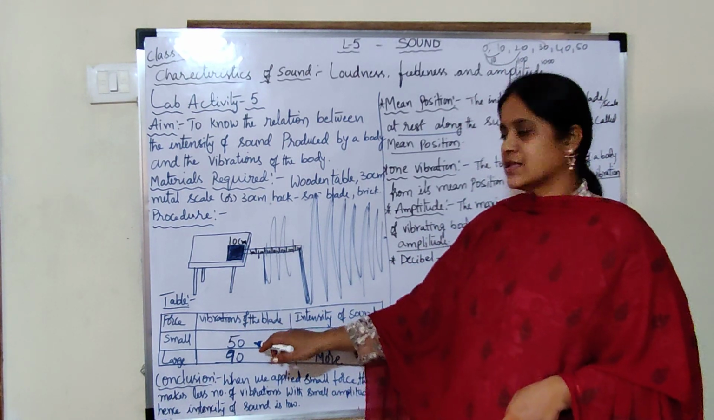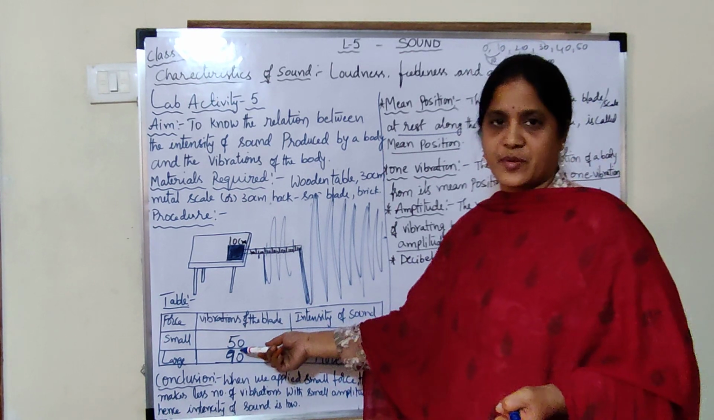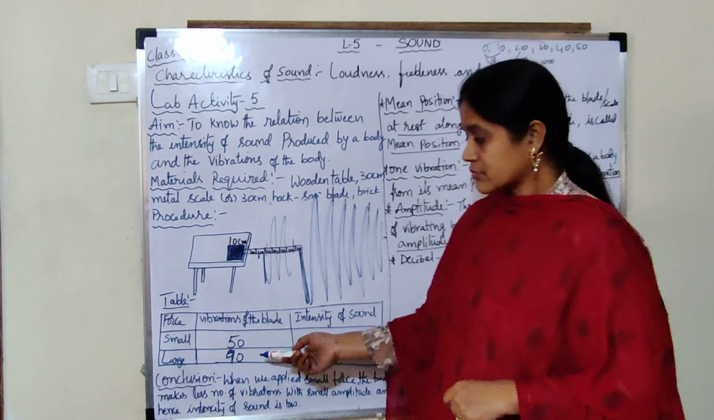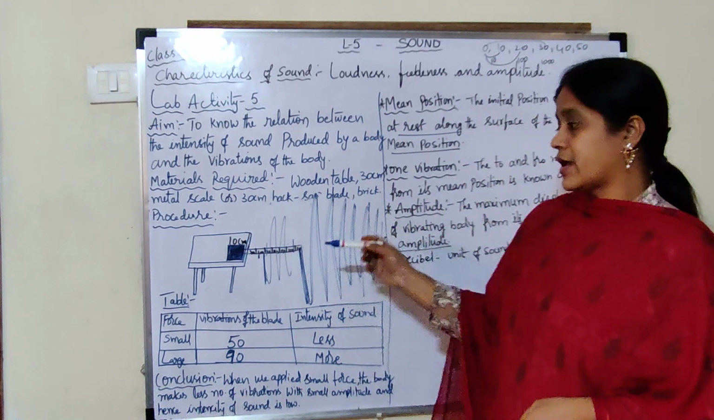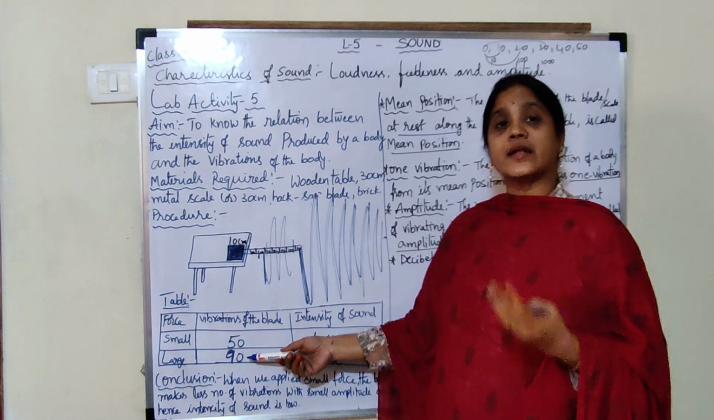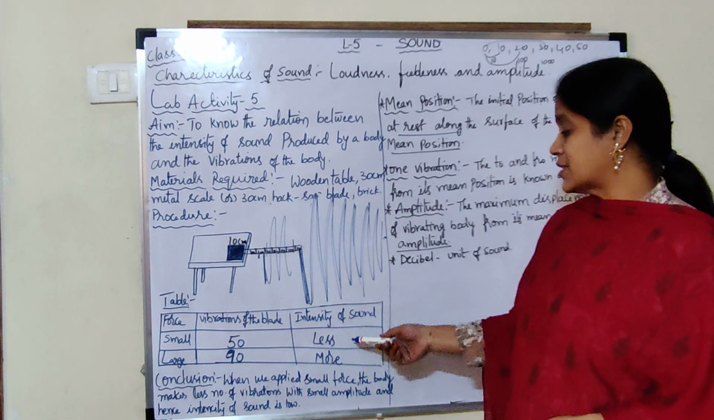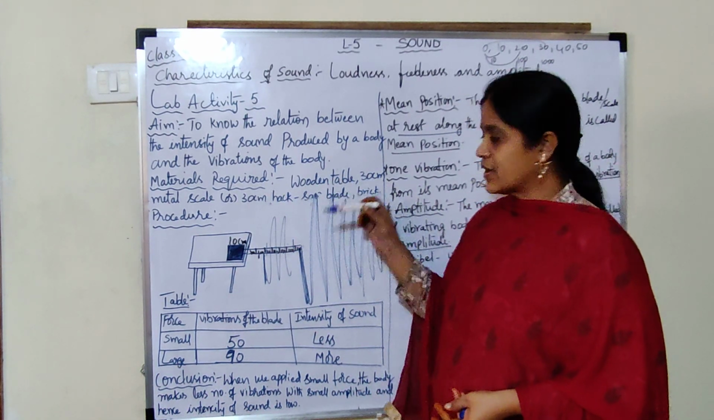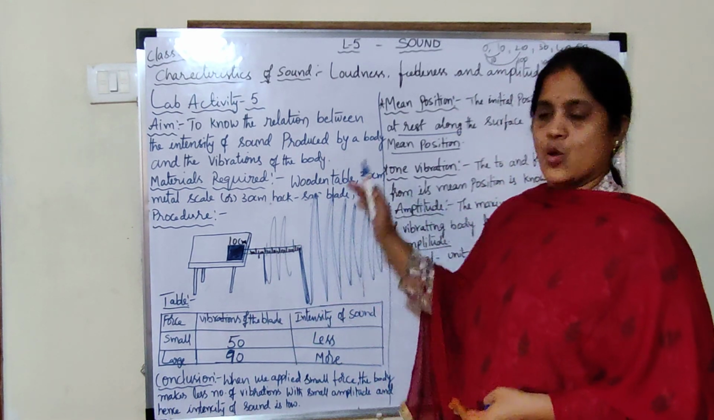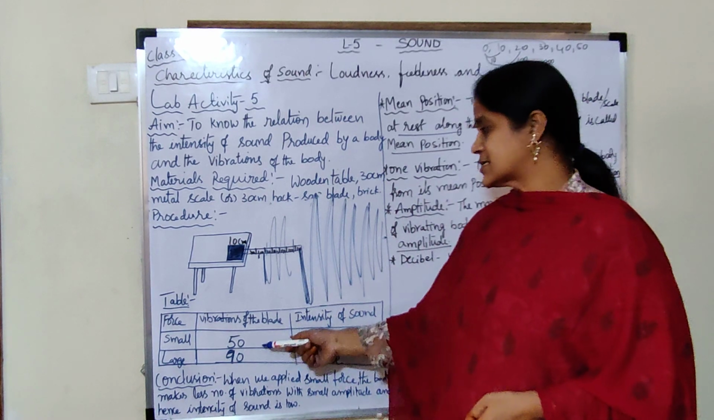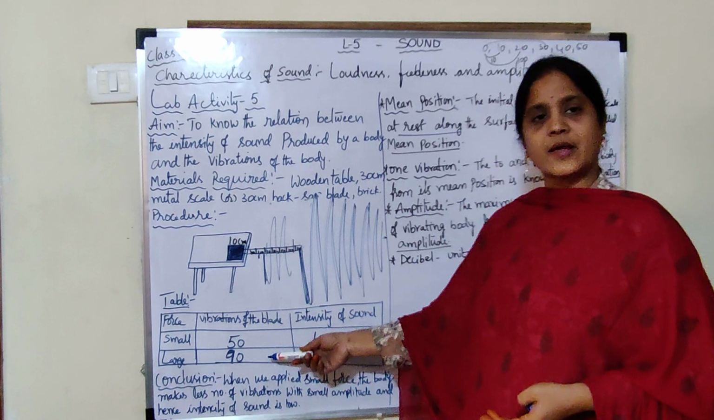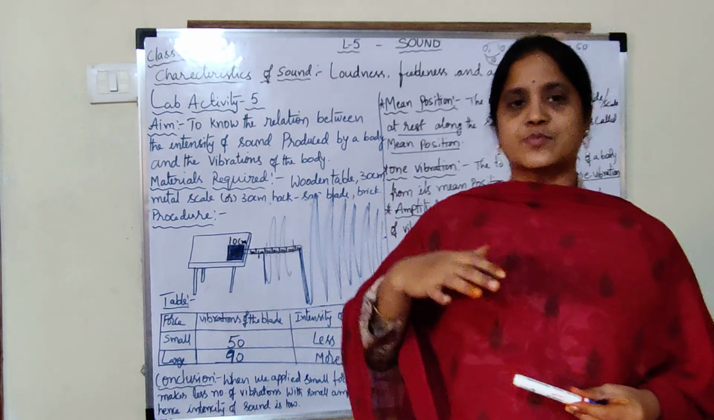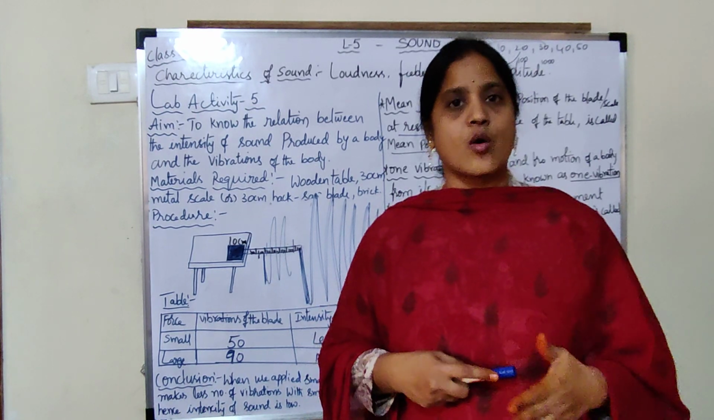When the force is less, for example, it vibrates 50 times, and the sound produced by this scale is less. Suppose with the greater force, when you pull down this scale, the scale vibrates 90 times, and the sound produced is more. So when you vibrate the scale gently, it produces a feeble sound. When you vibrate the scale with a greater force, it vibrates more times and produces a loud sound. So from this we can conclude: if your body vibrates more times, the sound produced by the body is loud.